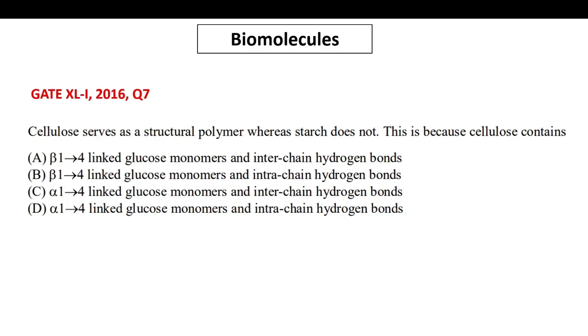This is because cellulose contains, and there are four options given. Option A is beta 1 to 4 linked glucose monomers and interchain hydrogen bonds. Option B is beta 1 to 4 linked glucose monomers and intrachain hydrogen bonds. Option C is alpha 1 to 4 linked glucose monomers and interchain hydrogen bonds. And the final option is alpha 1 to 4 linked glucose monomers and intrachain hydrogen bonds.